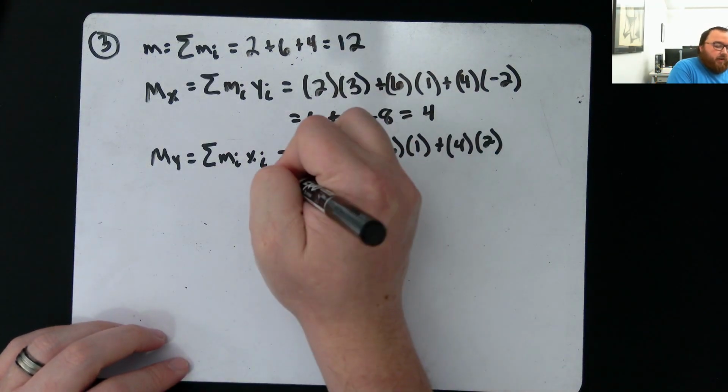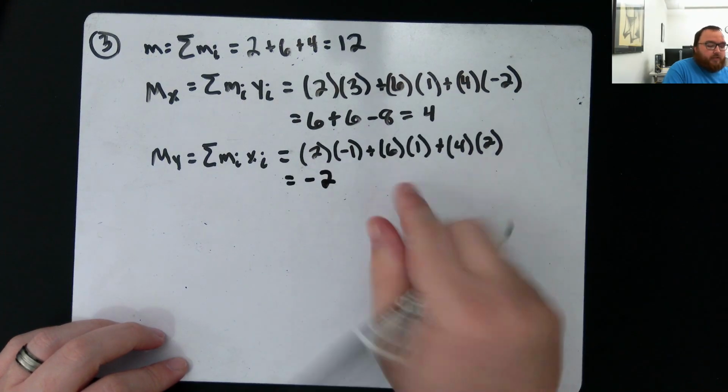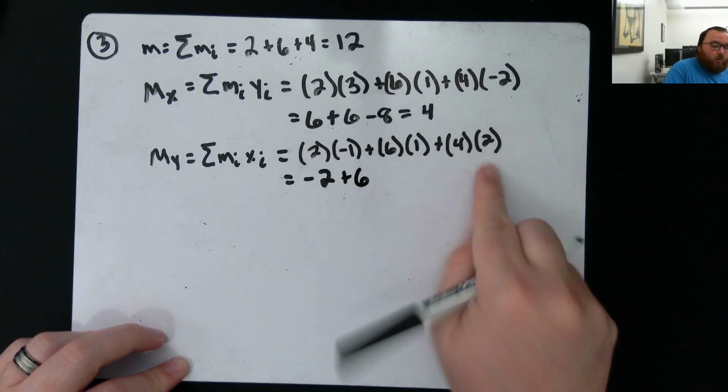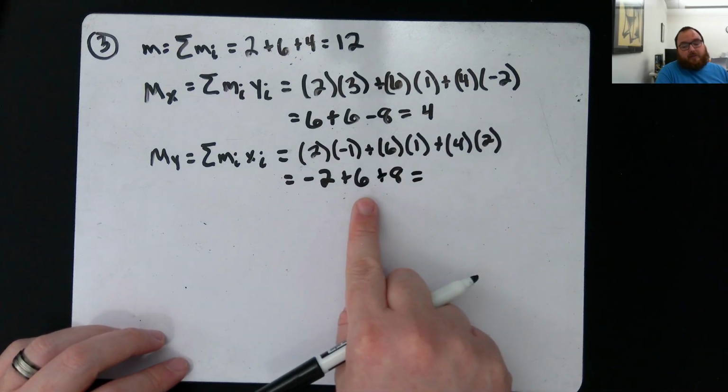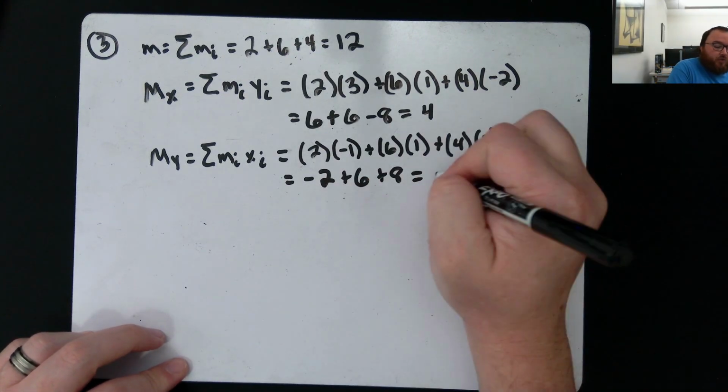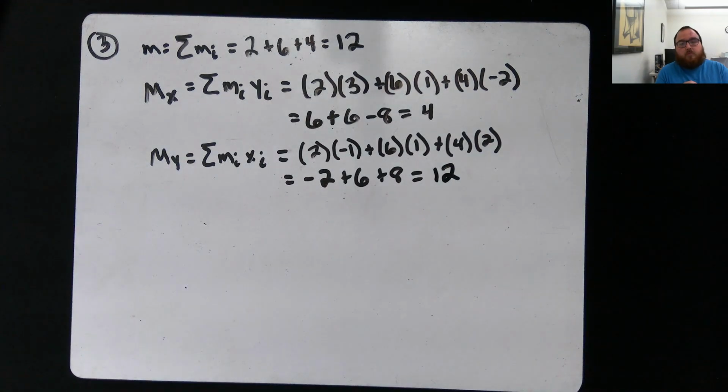2 times the -1 is -2. 6 times 1 is 6. 4 times 2 is 8. -2 plus 6 is equal to 4. 4 plus 8 is 12.